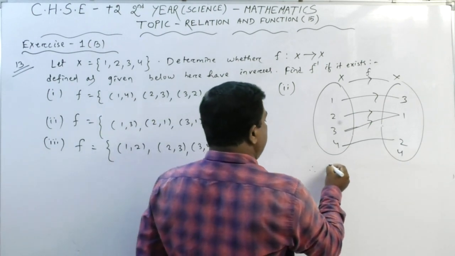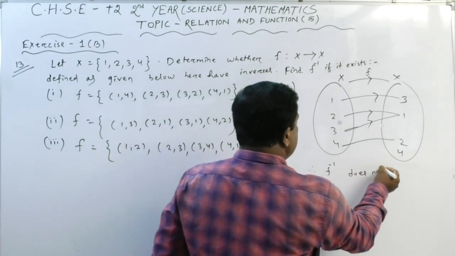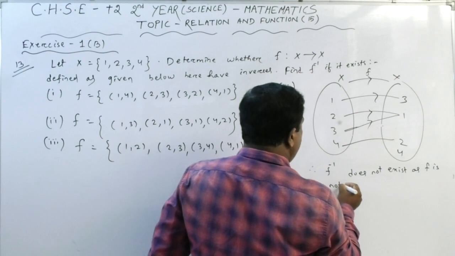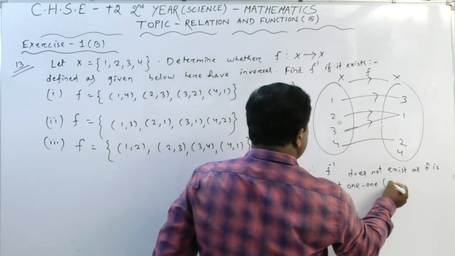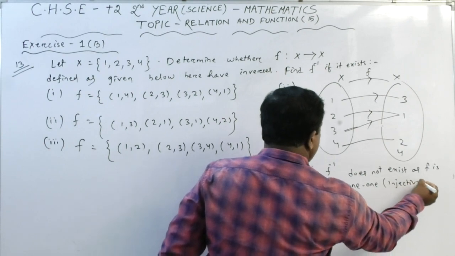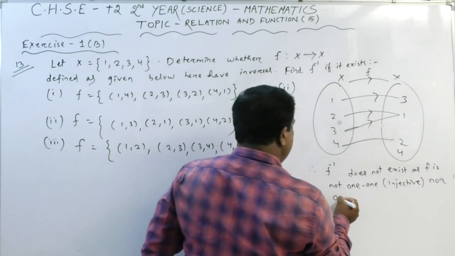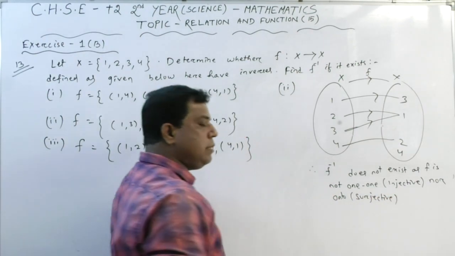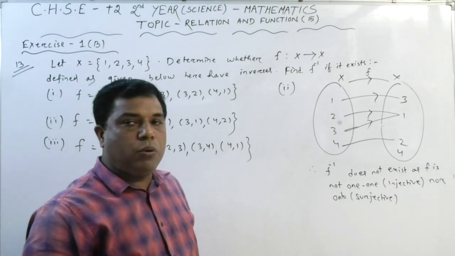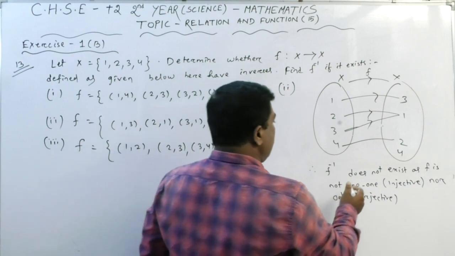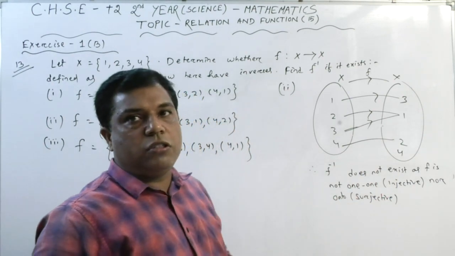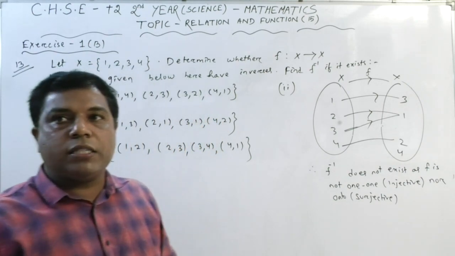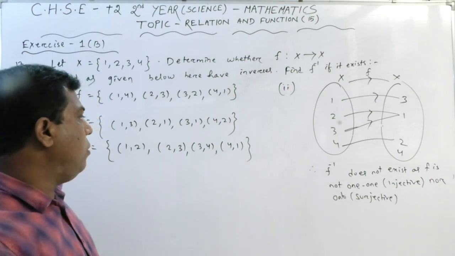Therefore F inverse does not exist, as F is not 1-1, meaning injective, nor onto, meaning surjective. So it is not satisfying. If a function satisfies both the conditions, not only a single one, both the conditions, then only you can say inverse exists. So F inverse does not exist in this case. Clear, my dear students?